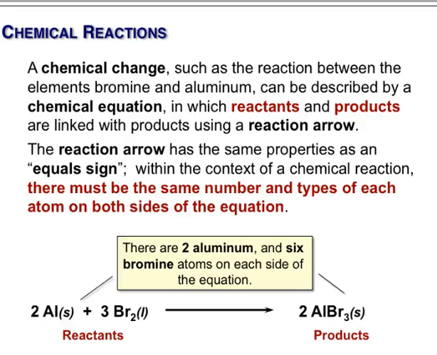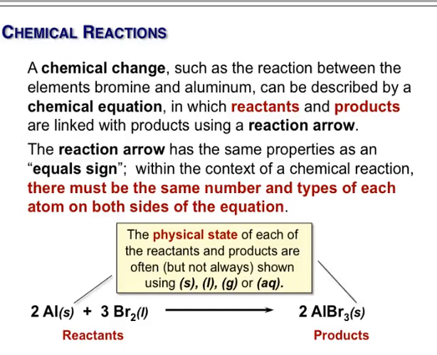You'll also note in this equation we have little letters following the compounds and elements. Those are actually optional in a chemical equation. Sometimes you'll put them in if you want to be clear. Sometimes you can leave them out. They stand for solid, liquid. G is gas. AQ is aqueous. That means something is dissolved in water. We have solid aluminum, liquid bromine, going to aluminum bromide, solid.